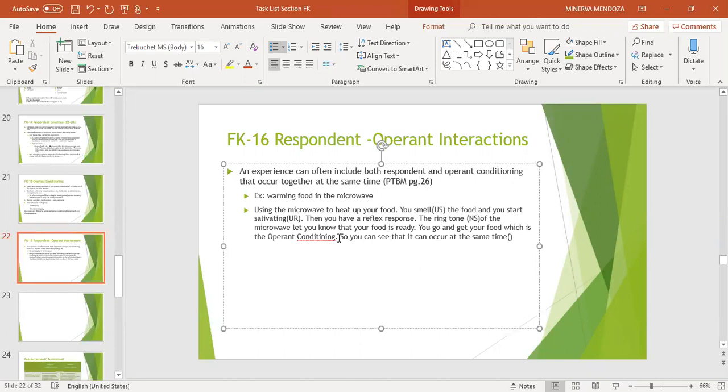Yeah, the first time the microwave beeped, it was a neutral stimulus. But once you start pairing that with, okay, the microwave is beeping, I get to eat my food, now it becomes a conditioned stimulus. Like Minerva wrote there, you go and get your food, which is the operant conditioning. It beeps, you get up, you have learned it. So that becomes conditioned responding, right? No, it's conditioned respondent. Or response, yeah.